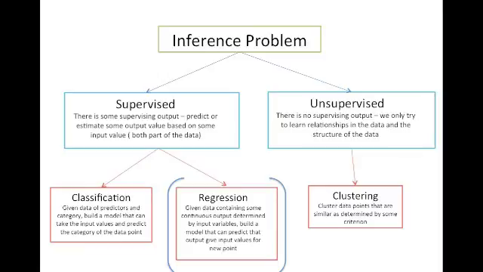In unsupervised learning, we're not really predicting anything. We're just trying to see what the relationships in the data are. So, clustering is an example of an unsupervised learning problem in which we try to cluster data points that are close together based on some attributes. We'll be focusing on regression for this module.